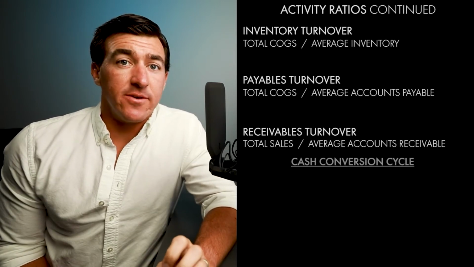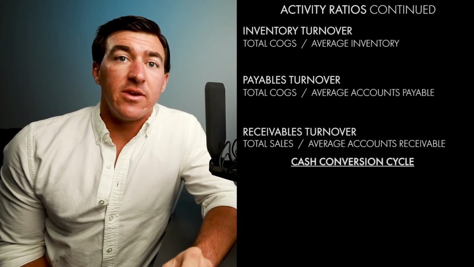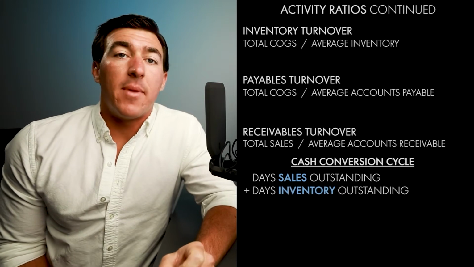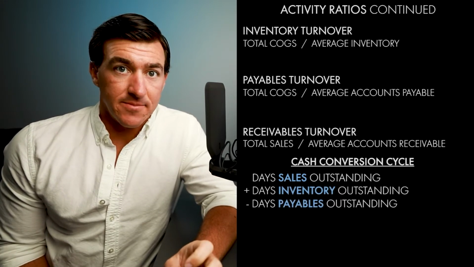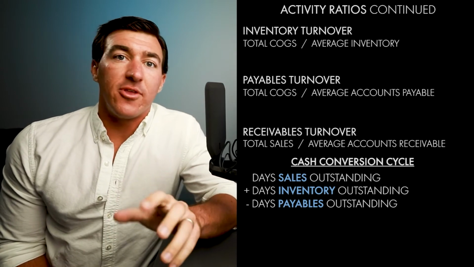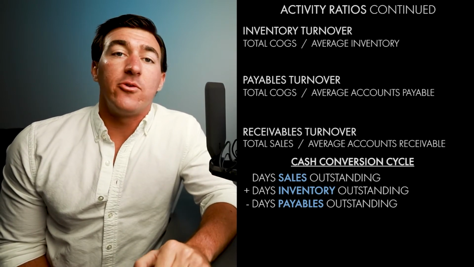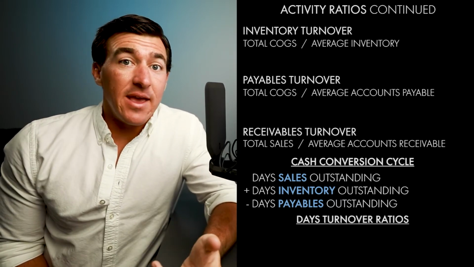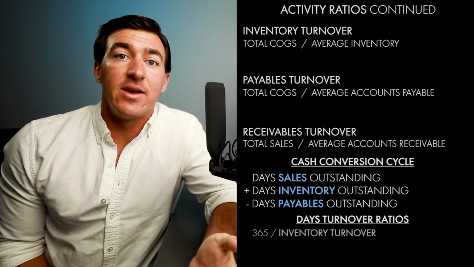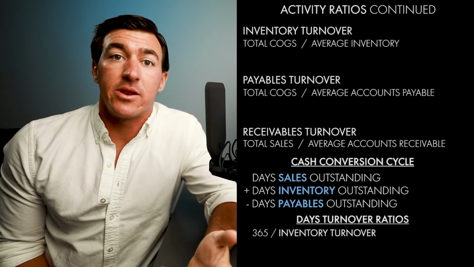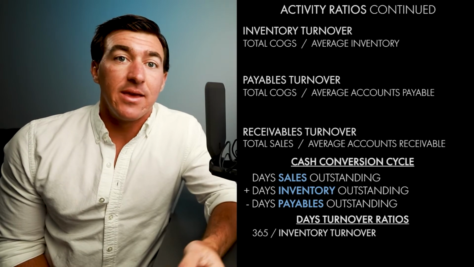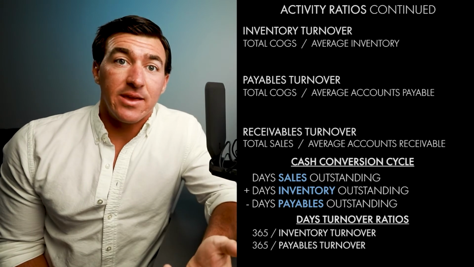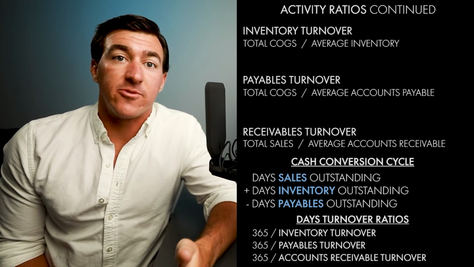To jog your memory on the cash conversion cycle, all cash conversion cycle is days sales outstanding plus days inventory outstanding minus days payables outstanding. And remember, all those days payable stuff, those are actually super easy to calculate. All you have to do is do 365 divided by their normalized turnover ratios. So for days inventory outstanding, just 365 divided by the inventory turnover that you calculated earlier. And for days payables outstanding, it's just 365 divided by payables turnover. And for days sales outstanding, it's just 365 divided by accounts receivable turnover.